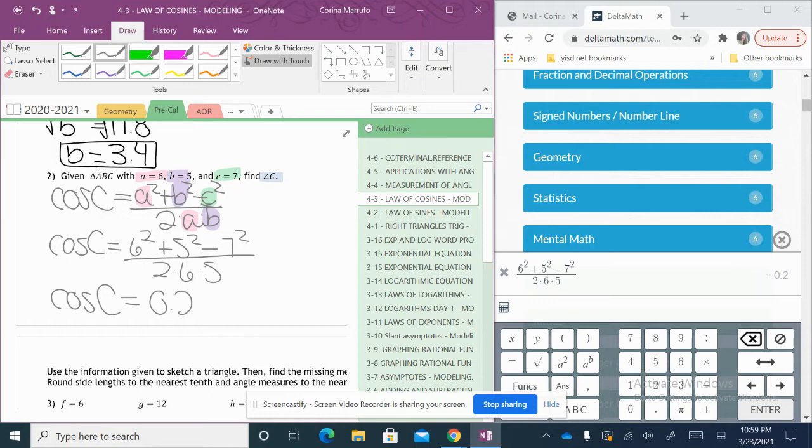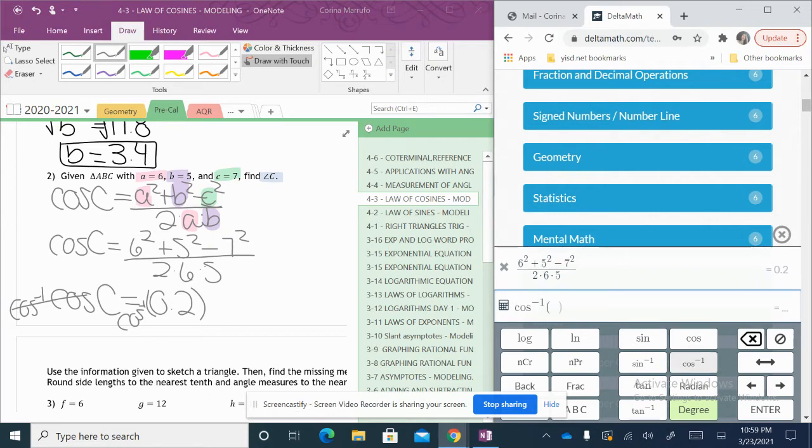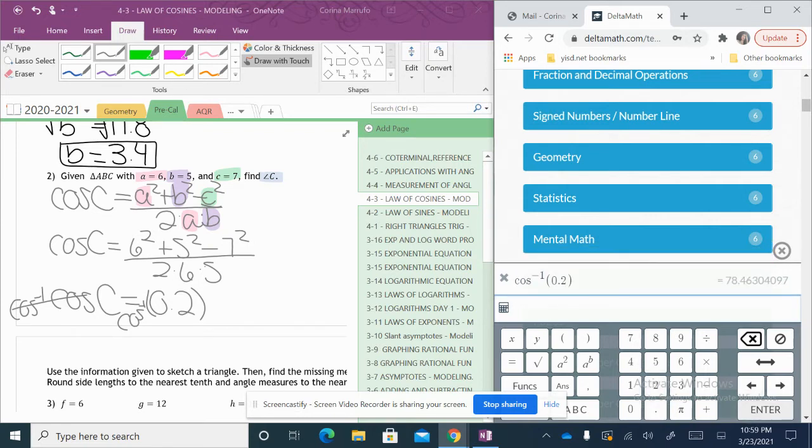Okay, now remember, when we're solving for the angle, we have to use the inverse cosine. So the way I remember it, or I teach it, that's going to cancel out this cosine, so that means that we're going to have to take the inverse cosine of 0.2, and that's going to give us angle C. So I'm going to press here function. I'm going to make sure I use the inverse cosine because we're looking for the angle of 0.2. And this gives me 78.4. They do want us to round to the nearest degree. So the measure of angle C is equal to 78 degrees.